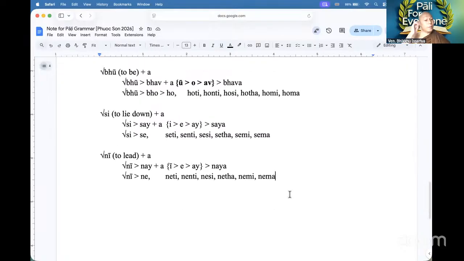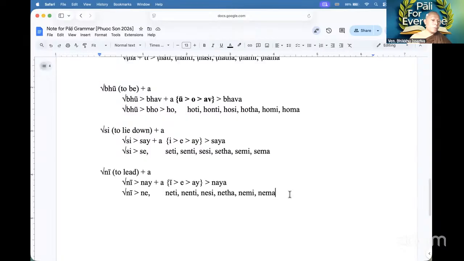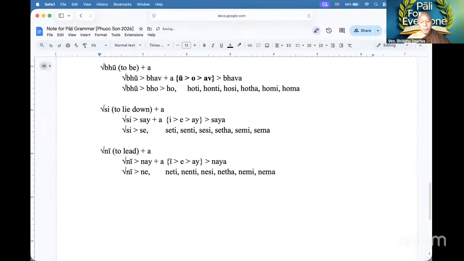Okay, and then one more root. So this one is a new root: root da. Root da is to give. Okay, root da is to give. So that da also comes with the a sign, da and the a.